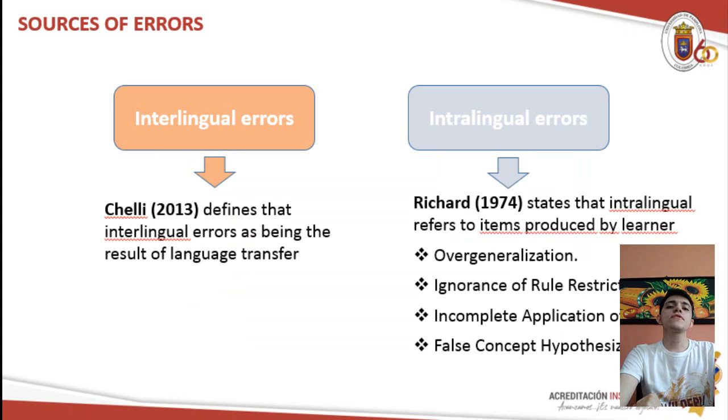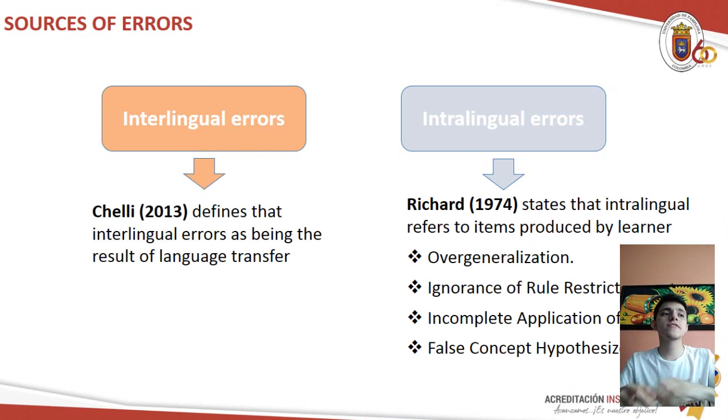The 2 main sources of errors are intralingual and interlingual. Interlingual errors come from the interference from the first language, and intralingual errors, according to Richards 1974, are the result of learners' creativity.